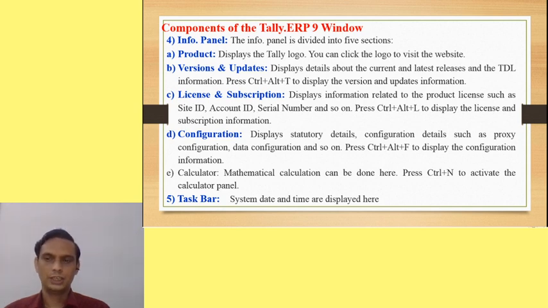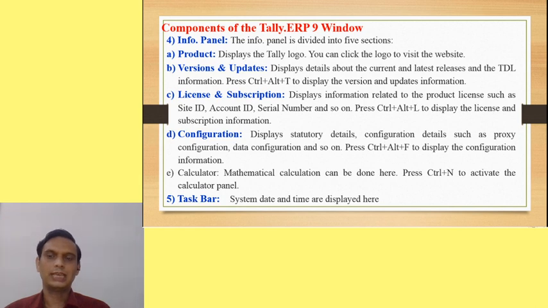Next one, configuration. The fourth portion of the info panel is configuration. It will display the statutory details or configuration details such as proxy configuration, data configuration and so on, just like ODBC, open database connectivity. It can be displayed by using the Ctrl plus Alt plus F shortcut key.